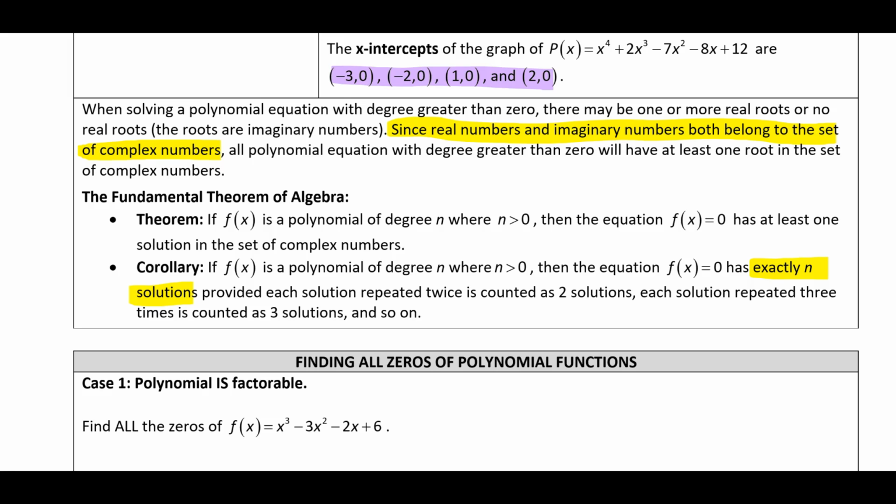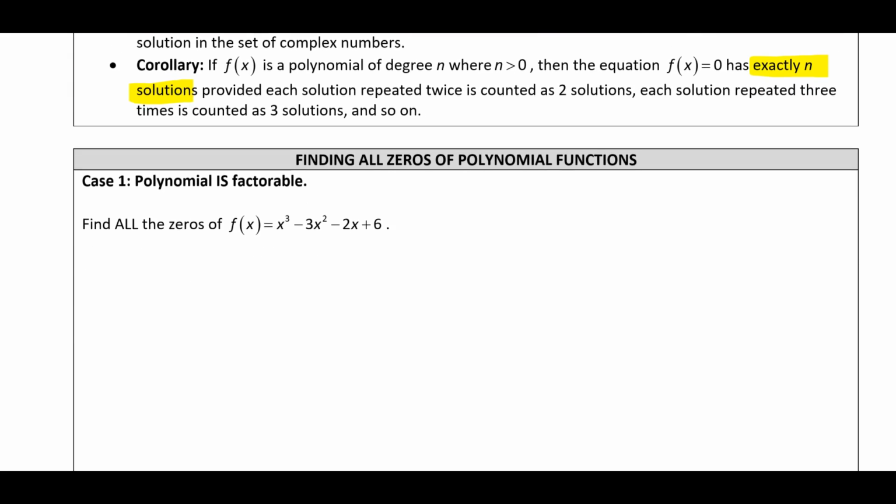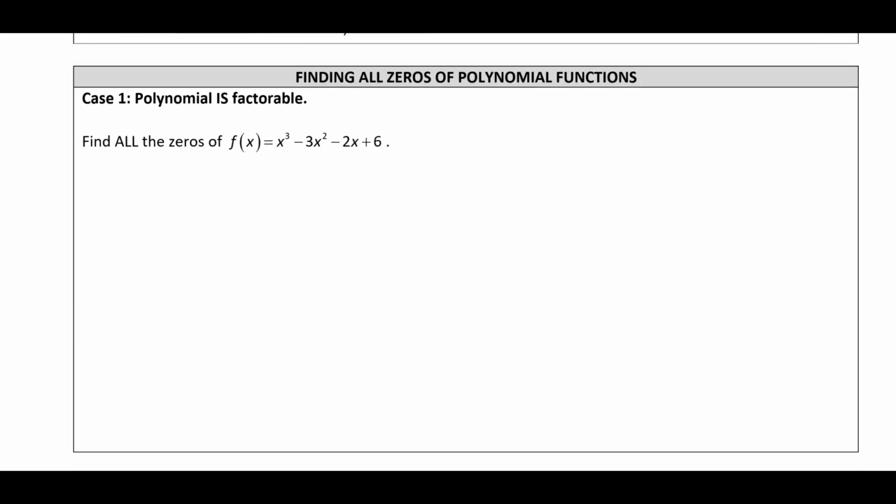Okay, so all polynomials will have that number of solutions. Now, there is something you need to realize about these solutions. If a solution is complex, a complex solution will always come in pairs. So what that means is if your solution was 2i, you would also need -2i. Complex solutions always come in pairs. Okay, so there are 2 cases that we're going to look at when finding zeros of polynomial functions.